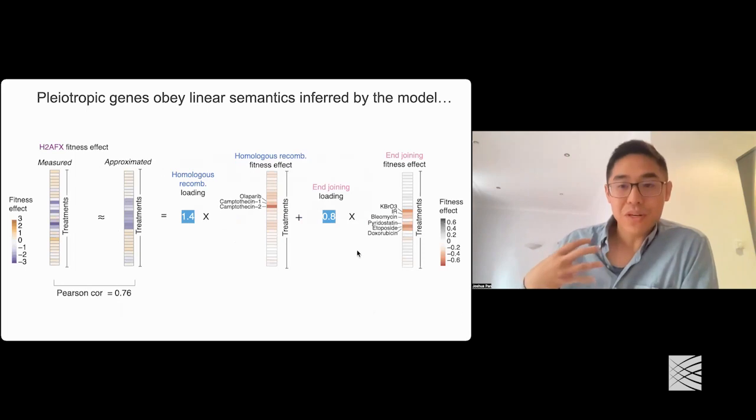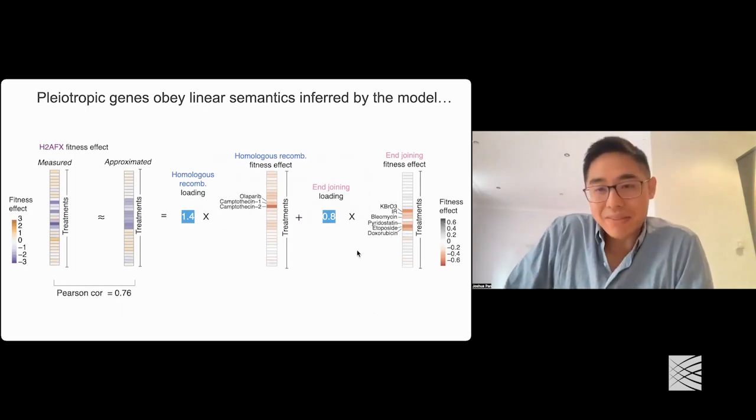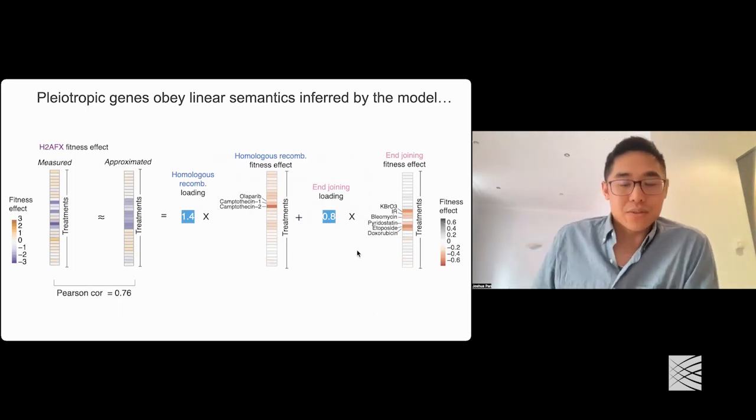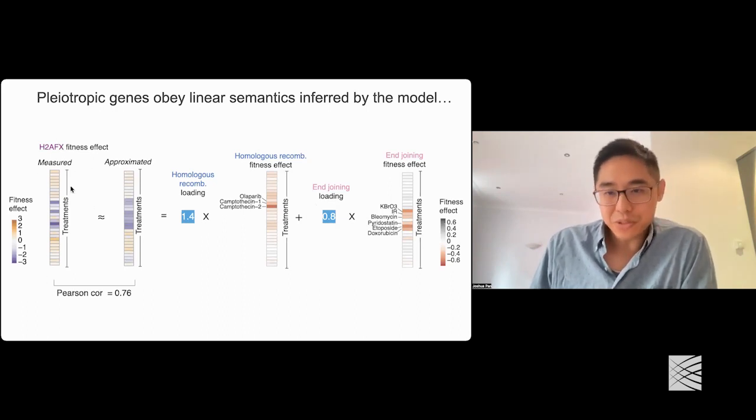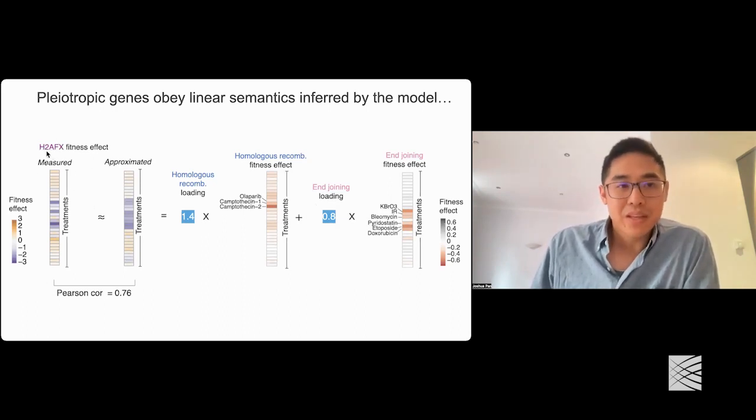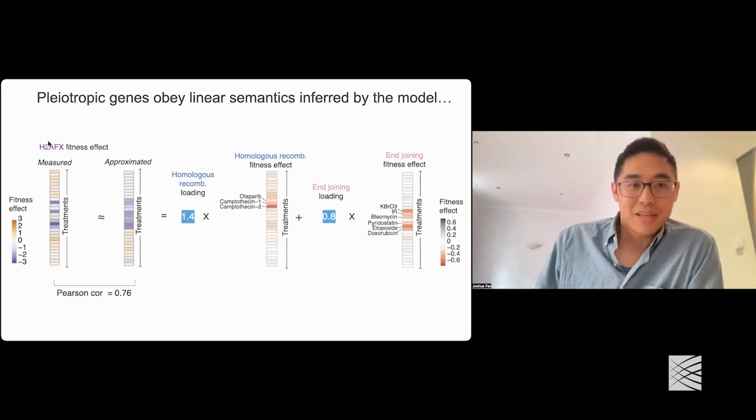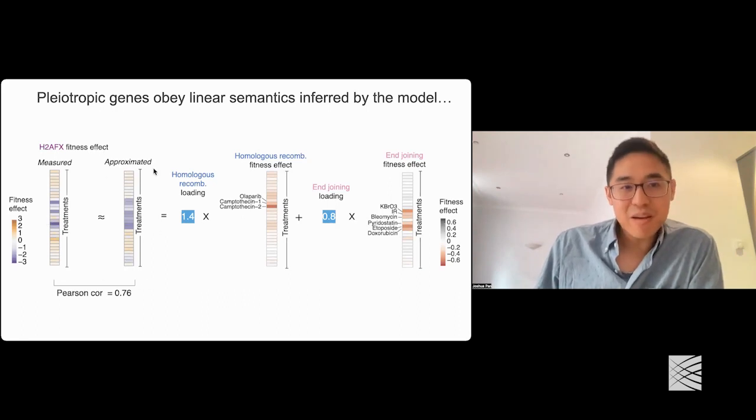So what are the consequences for modeling individual genes? As I mentioned before, what our model is trying to do is approximate these sorts of profiles. For example, H2AFX was perturbed in the presence of all of these treatments. That's part of their screen, and this is their actual screening data. Purple means it's more dependent. Our approximation of that profile looks like this.